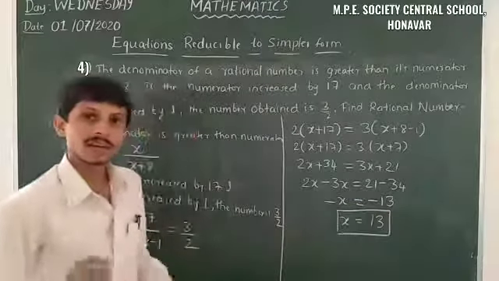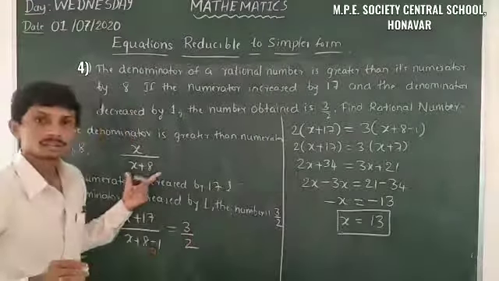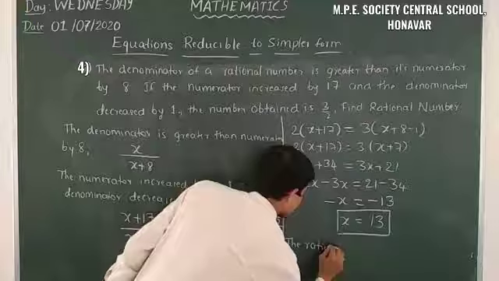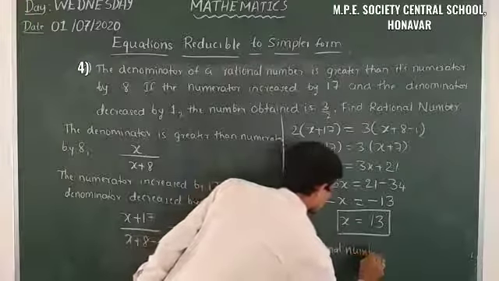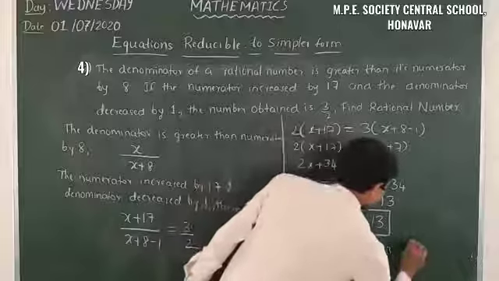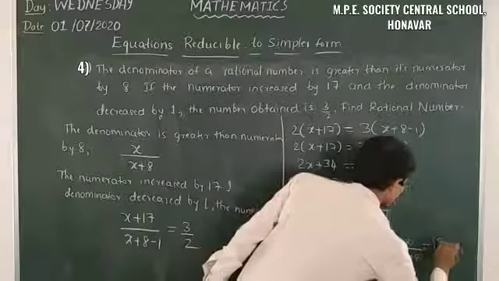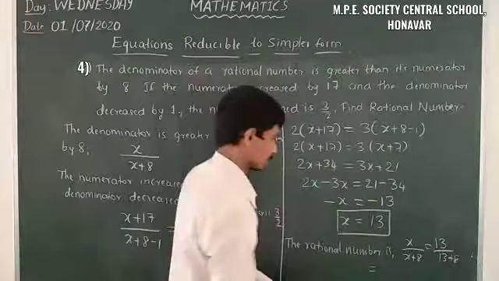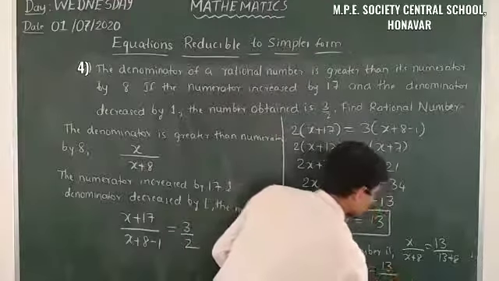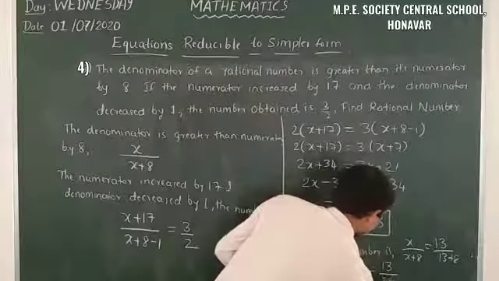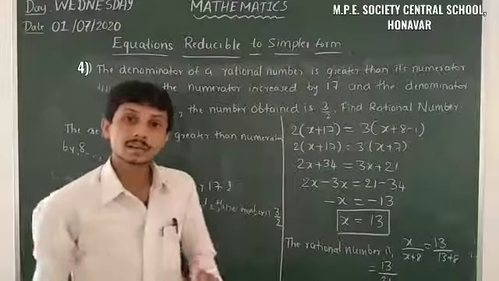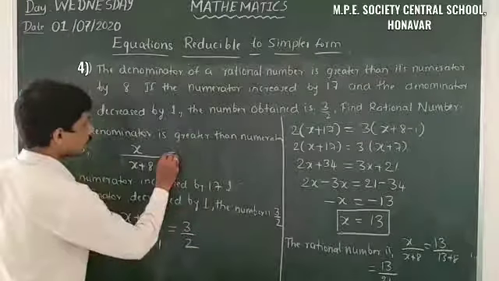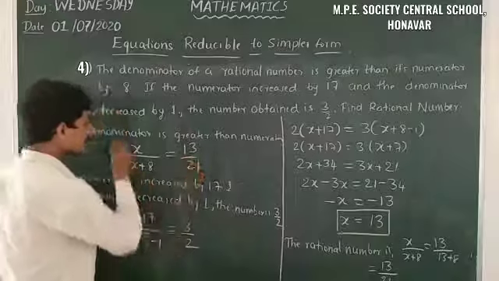So we got the value of x. Then we have to find the rational number. The rational number is x by x plus 8, which is equal to 13 by 13 plus 8, equal to 13 by 21. So 13 by 21 is our required rational number. Here we got 13 by 21 as the answer.